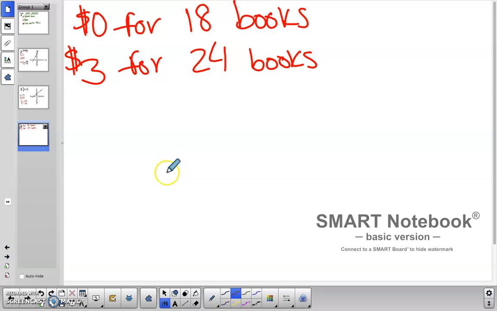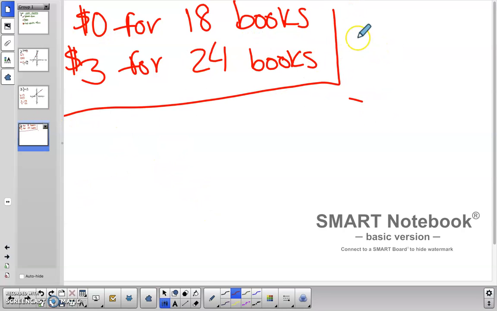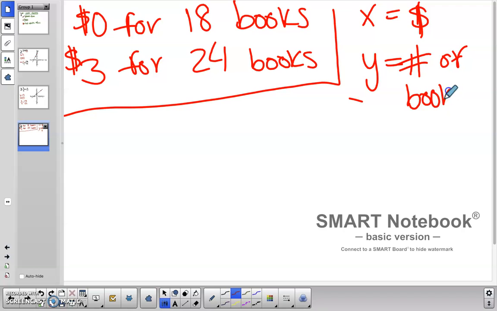All right. So let's take a look at this first one, and I'm going to give you another piece of information. I'm going to say x is equal to dollars, and y is going to be equal to the number of books. Okay? Hopefully you guys are understanding till now. Alright? Now let's take a look at the first data, and they're giving us $0 for 18 books.